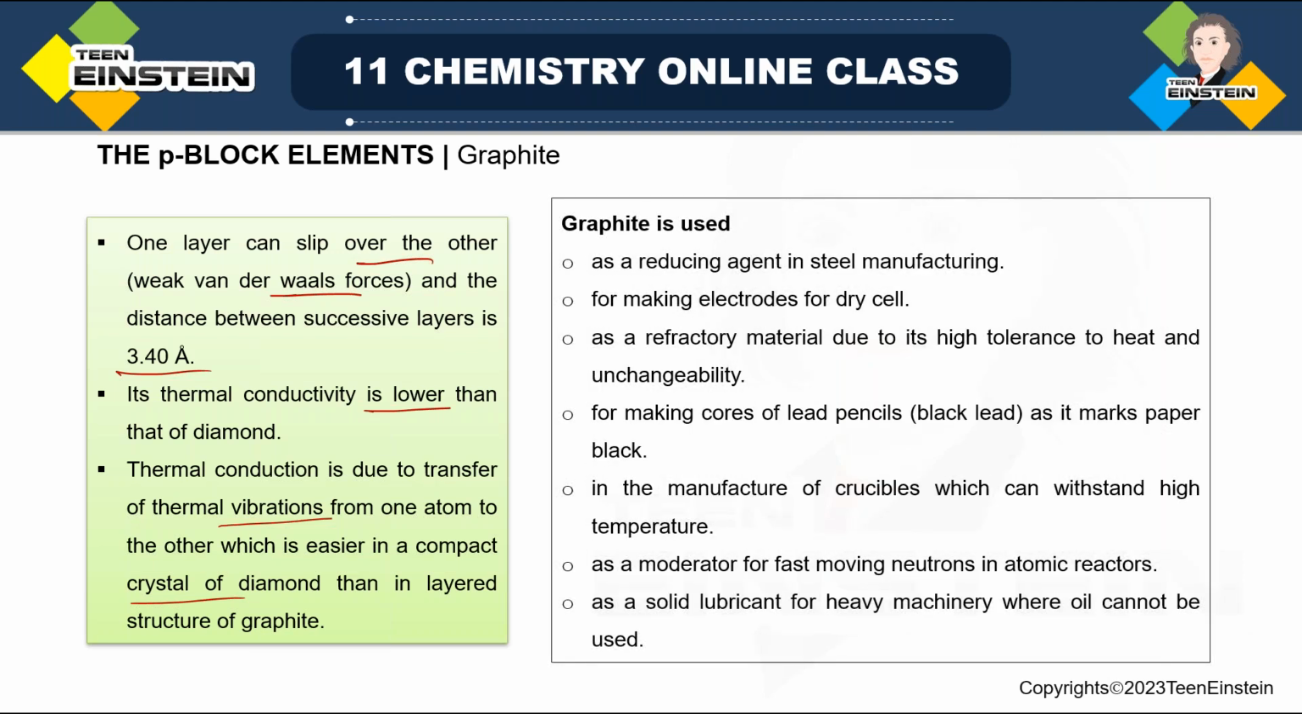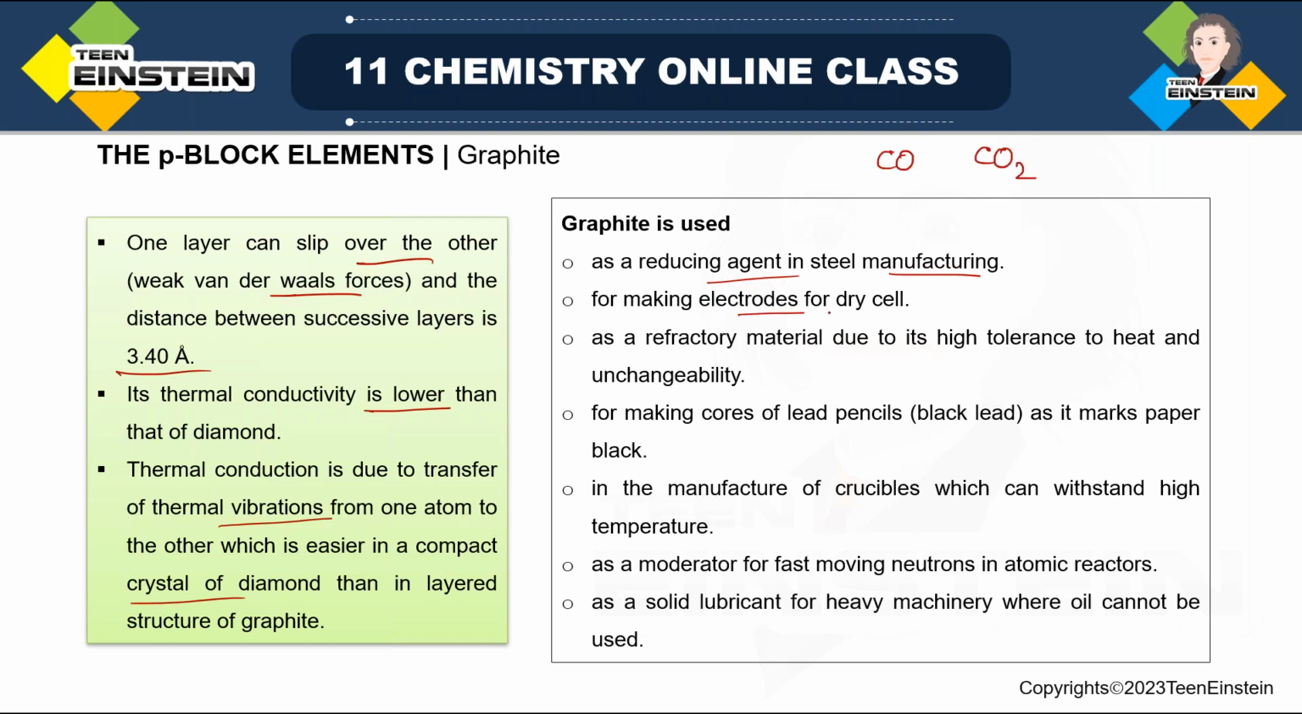Now come to the uses. These are very versatile uses. It is a reducing agent in steel manufacturing. Graphite is ultimately carbon, so it can act as a reducing agent. Suppose it can accept oxygen from other species and itself be converted to CO or CO2.